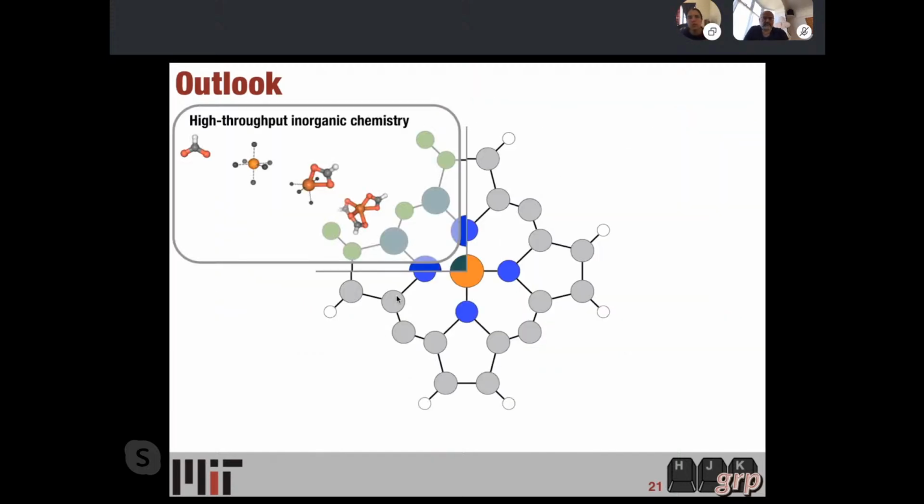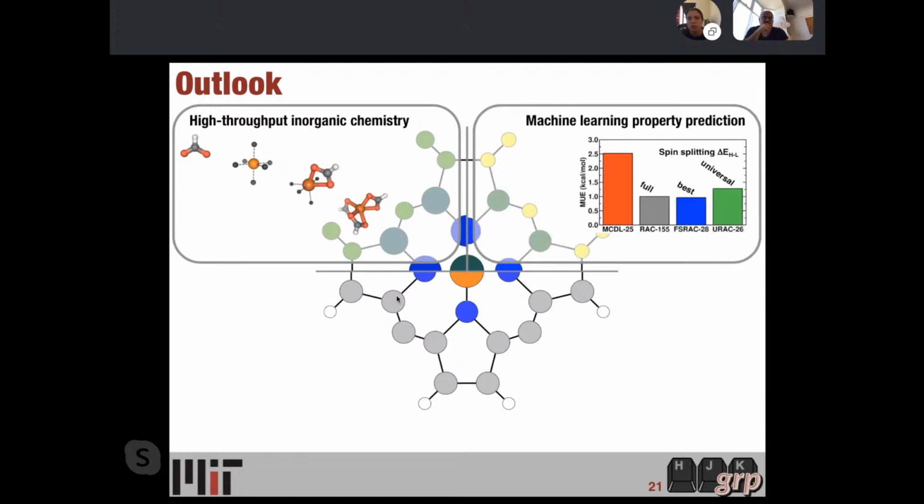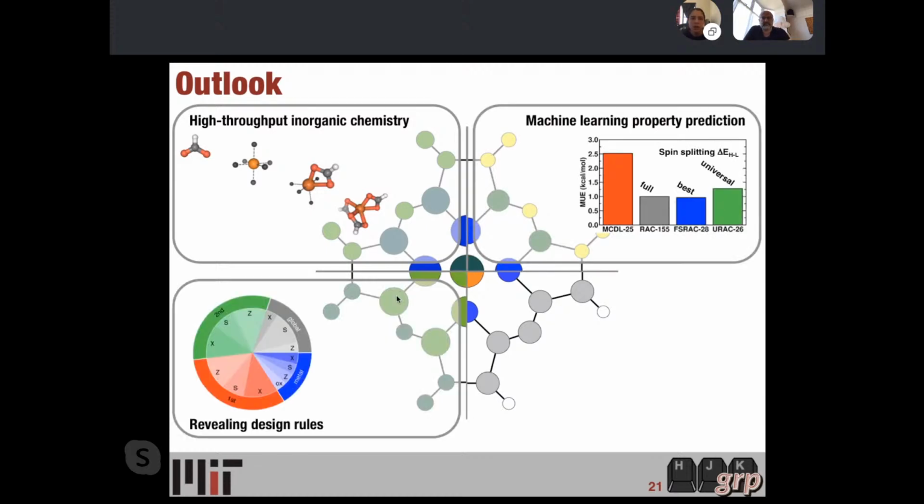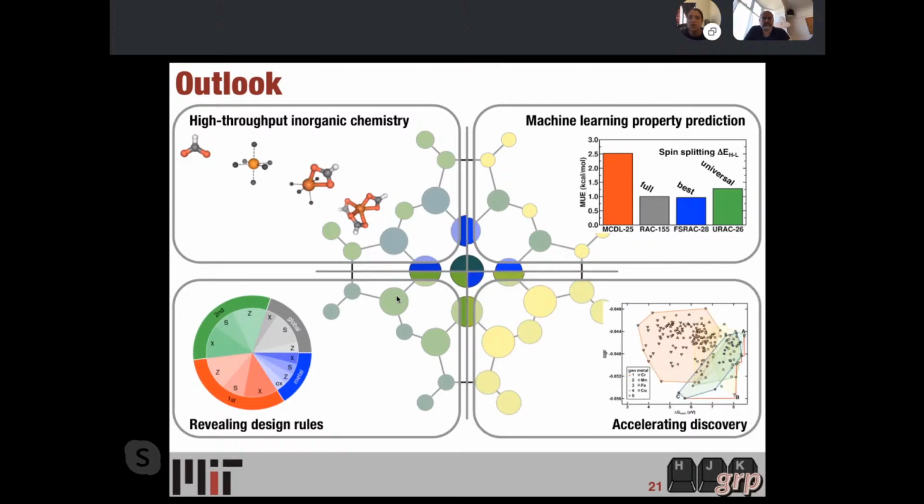So just to conclude, where we started was in high throughput tools for open shell transition metal chemistry. This naturally led us down the path to building machine learning models for transition metal chemistry. I would say performance is not the be all end all of building machine learning models. It's really important to learn how to use these tools to reveal design rules and ultimately accelerate the discovery of new materials and design rules.